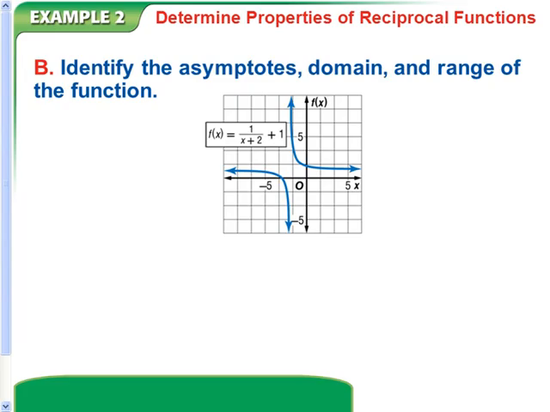Okay, example 2b. So let's take a look at this one. So where are the asymptotes? Well, we have one at x equals, look at the denominator, what would make that 0? Negative 2. And then there is another one right here, and we can tell that one by this. So it's f of x equals 1. Now remember, the denominator one is going to be opposite, but the constant added at the end is going to be the same sign.